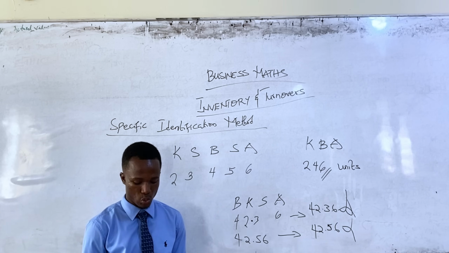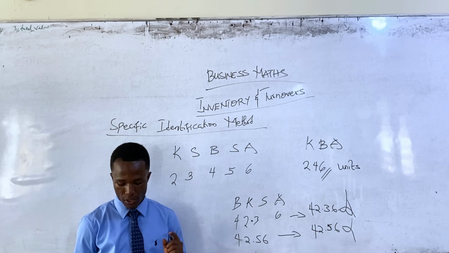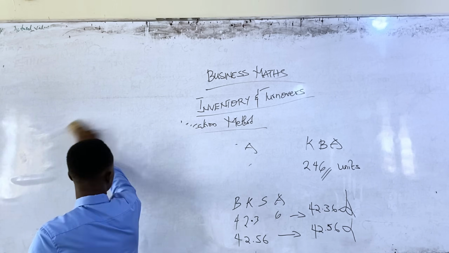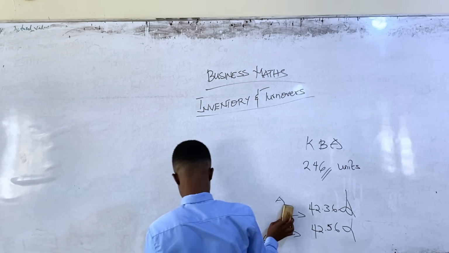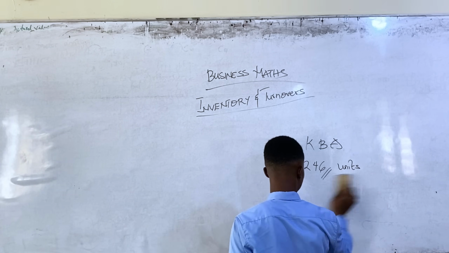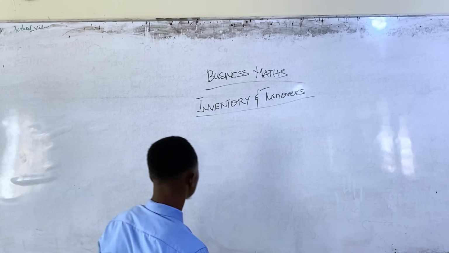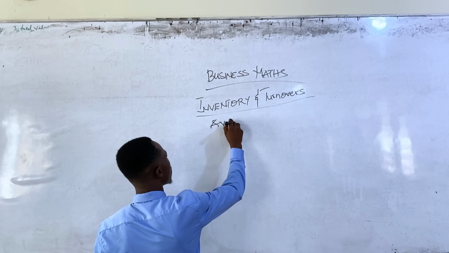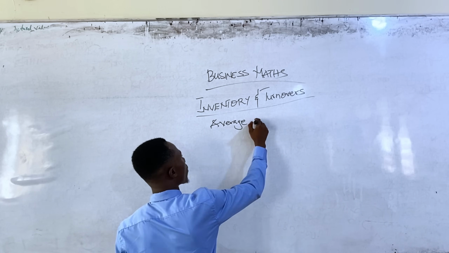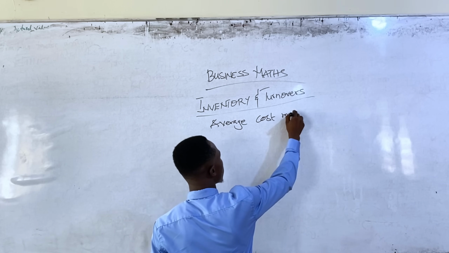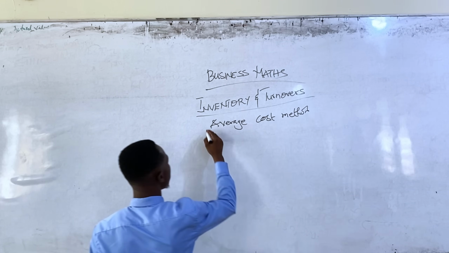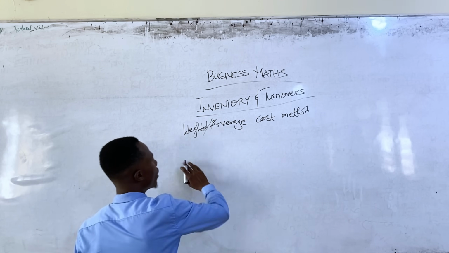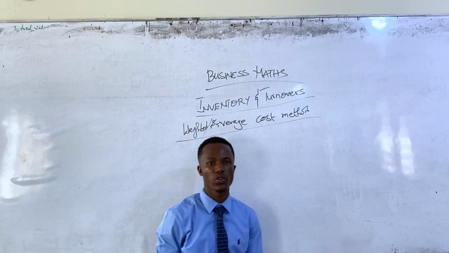So now let's move on to another method that we call the weighted average cost method. So it is average or weighted. Don't forget, average or weighted. So there's another method that we are going to use.